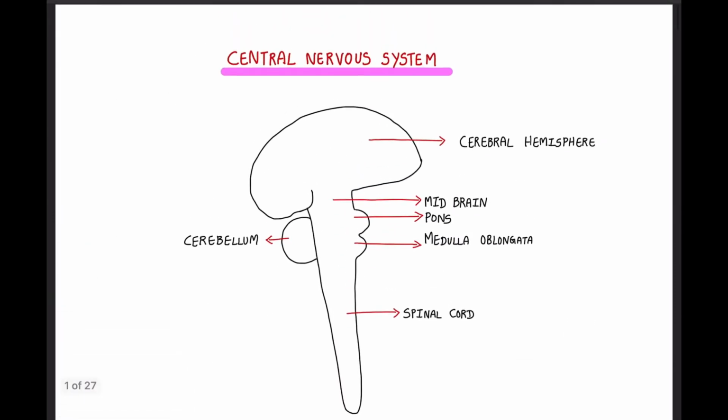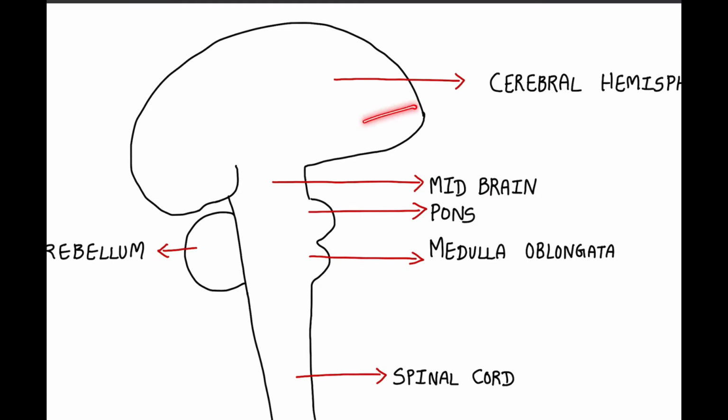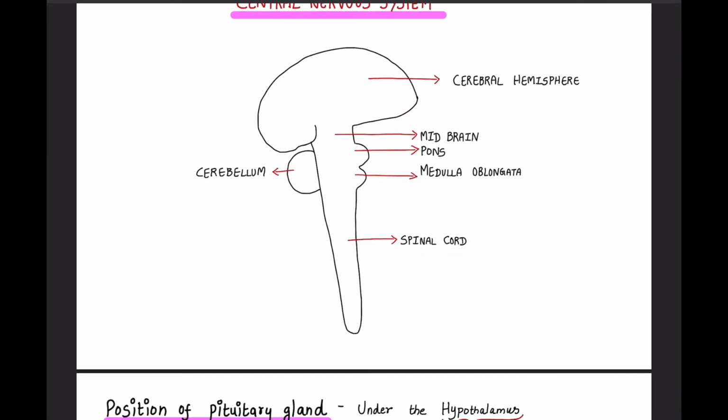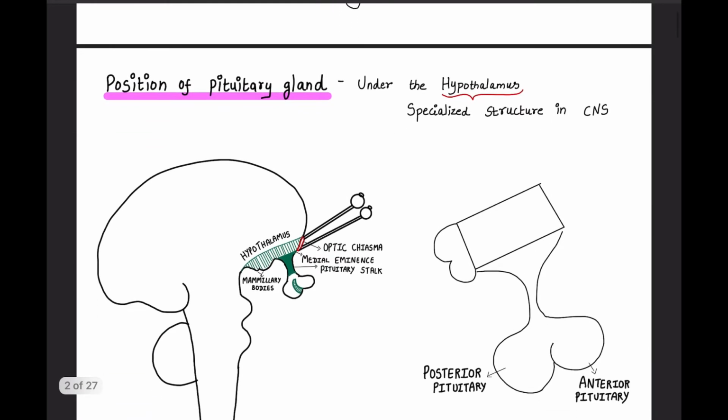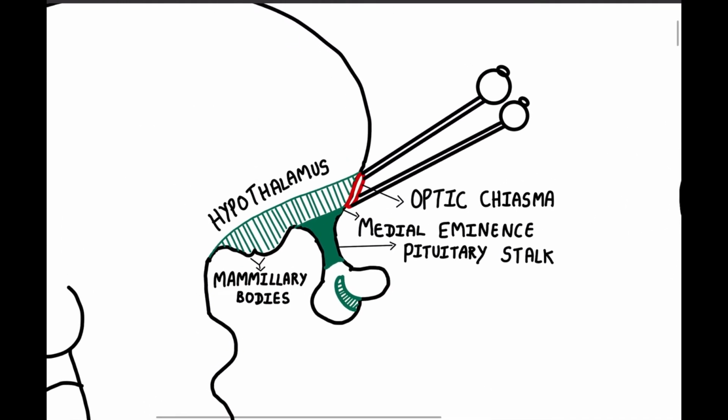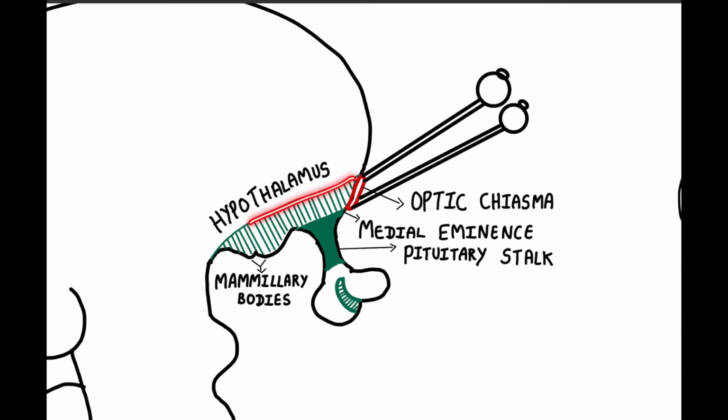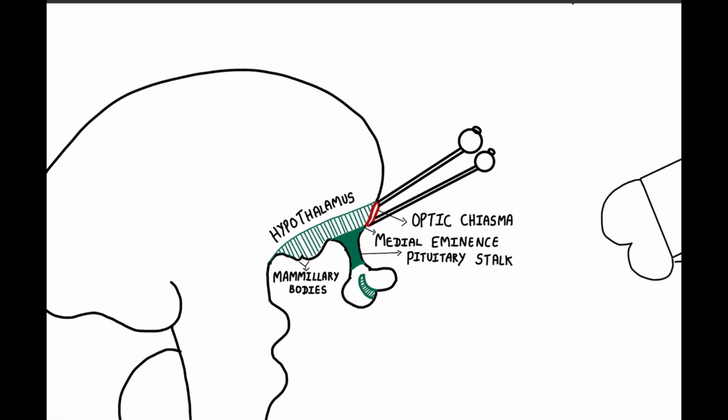So here you have the hypothalamus, and near the hypothalamus on the posterior side you have the thalamus. Under the hypothalamus you have the pituitary gland. This hypothalamus is a specialized structure in the central nervous system, and anterior to the hypothalamus you have the optic chiasma. From this optic chiasma you have the nerve fibers going to the eyeballs.